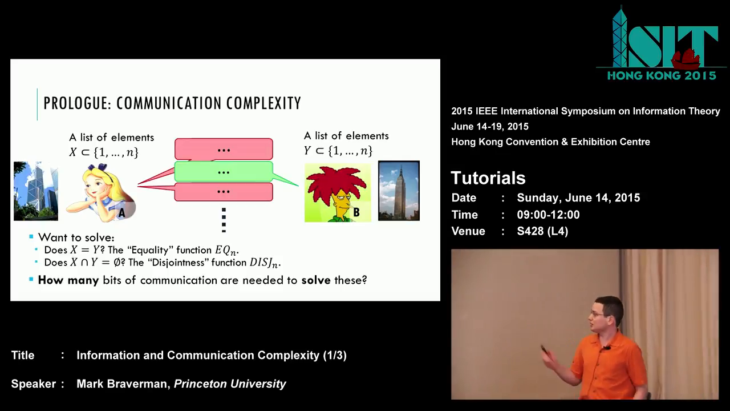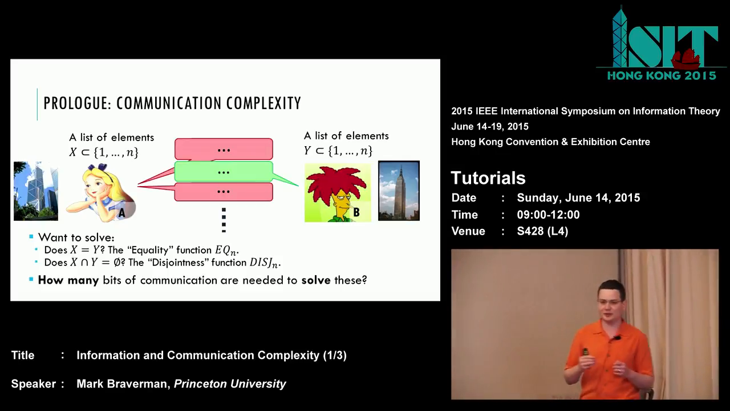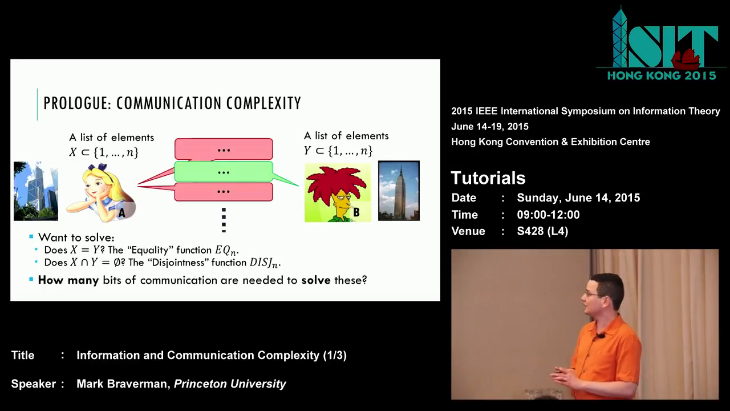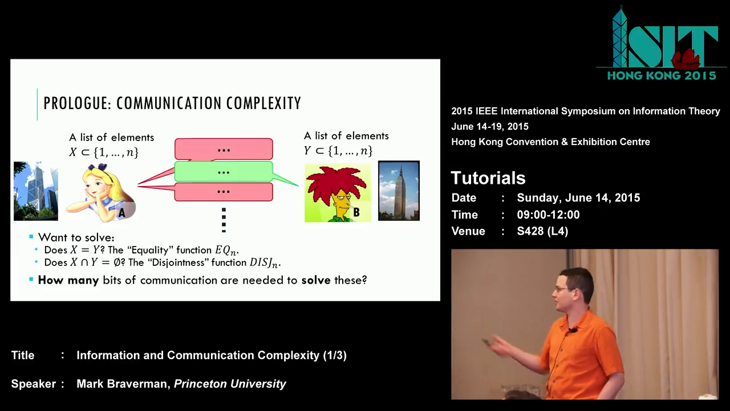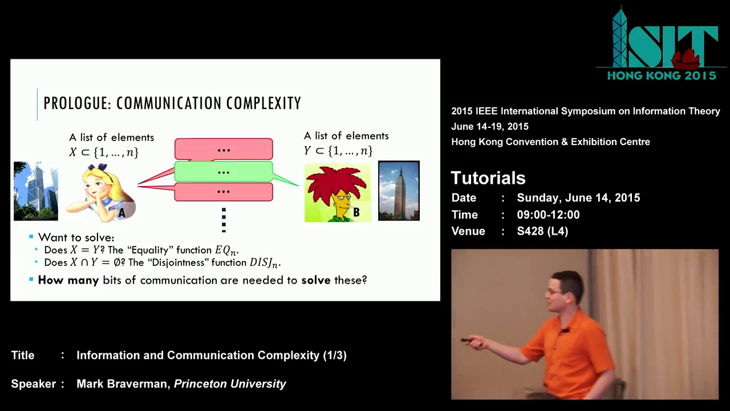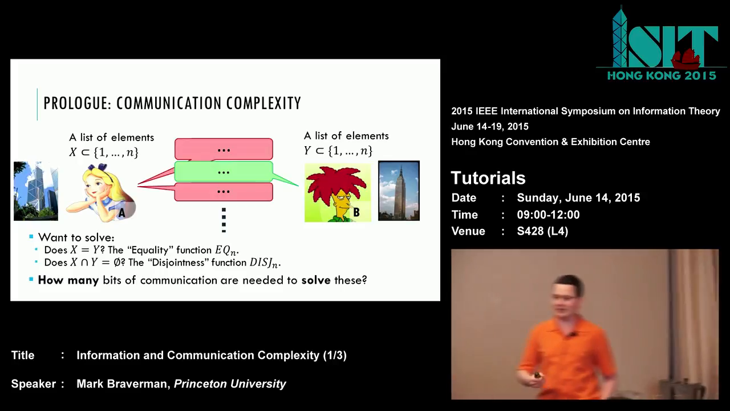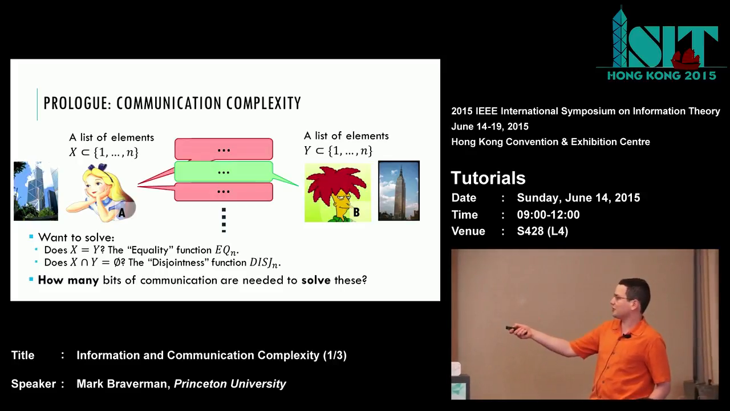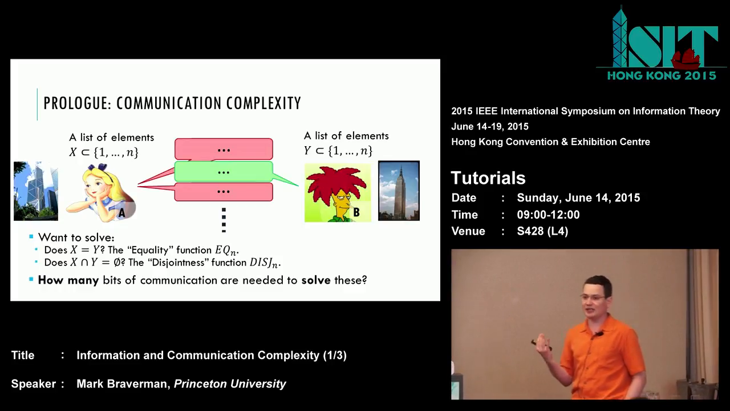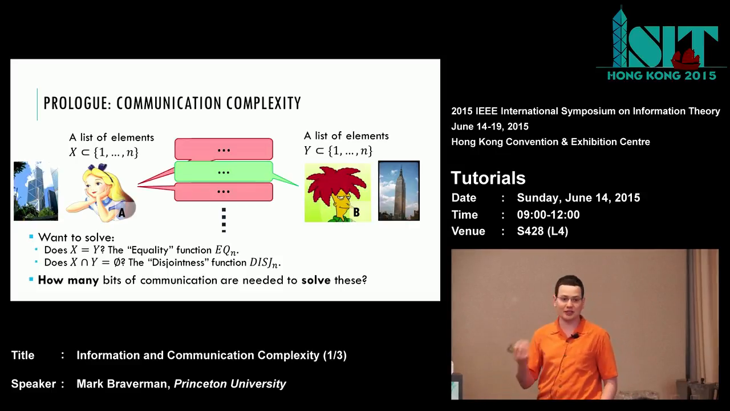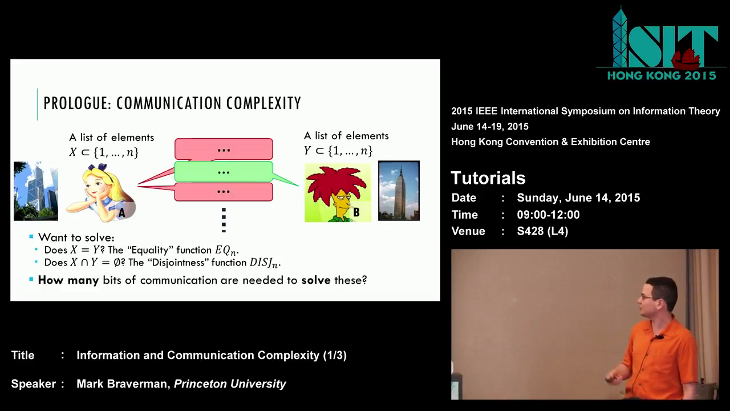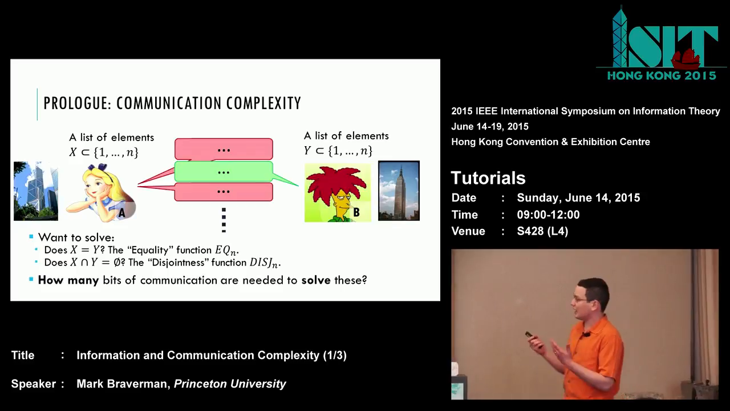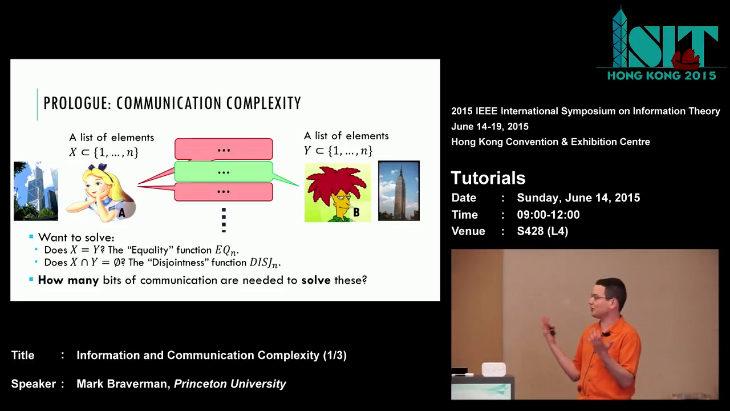OK, so the basic communication complexity setup we'll deal with is, here is an example. We have two parties. Those are terminals, if you will, but it's more fun when they're people. So this is Alice and this is Bob. Each of them has an input. In the running examples in this tutorial, Alice and Bob each have a list of elements from the set 1 through n. So a list of numbers. But Alice is in Hong Kong and Bob is in New York, and they want to answer some questions that depend on both of their inputs.